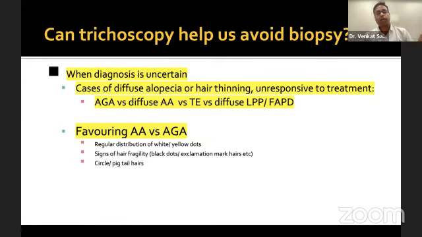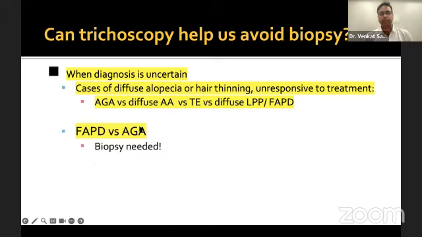What about diffuse alopecia areata versus androgenetic alopecia? As I told you, if there's regular distribution of white or yellow dots, if there are signs of hair fragility, black dots, exclamation mark hairs, circle or pigtail hairs, then you can make a diagnosis of alopecia areata. In their absence, the diagnosis can be tricky, and then you're wondering whether it is this or that. But if you have these, then you can favor alopecia areata.